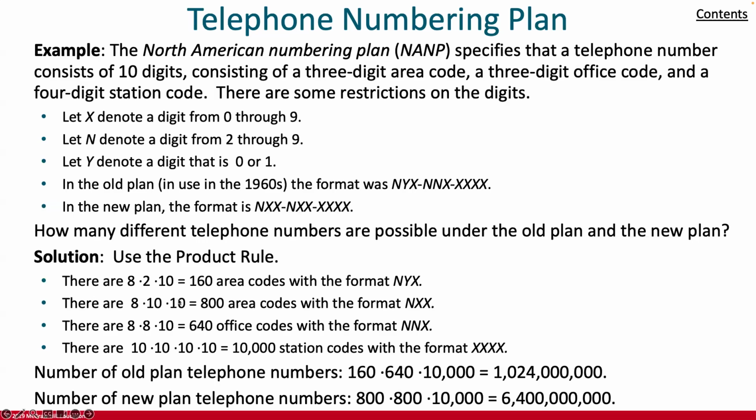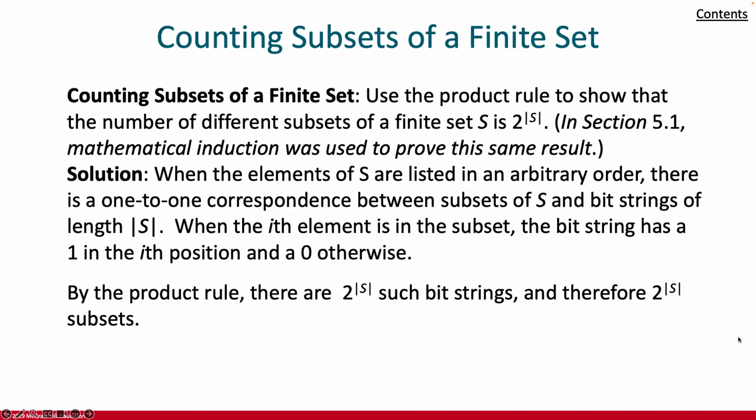So basically, if we look at that, what was the number of telephone numbers in the old plan? A little bit over 1 billion. And then with the new plan, we actually have 6.4 billion. And so you can walk through the details and see how that would work. But you can see that this counting actually has a useful feature for planning.